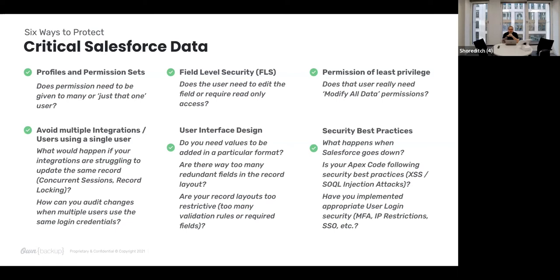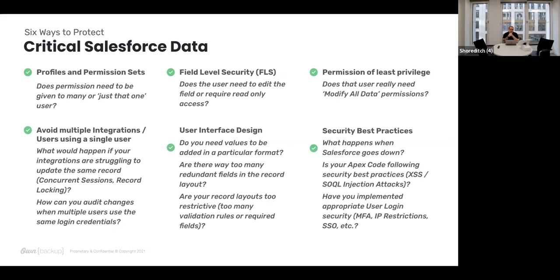And then finally, the security best practices. So I touched on this already with cross-site scripting attacks and SOQL injection attacks. One thing I'd always look into is how people log into Salesforce. So putting IP restrictions in place. Should they be logging in from the local service station off the side of a road? Probably not.